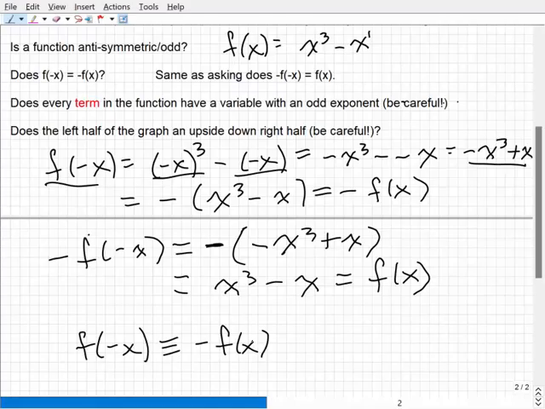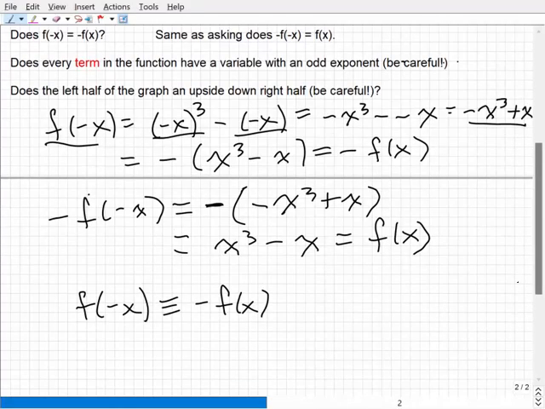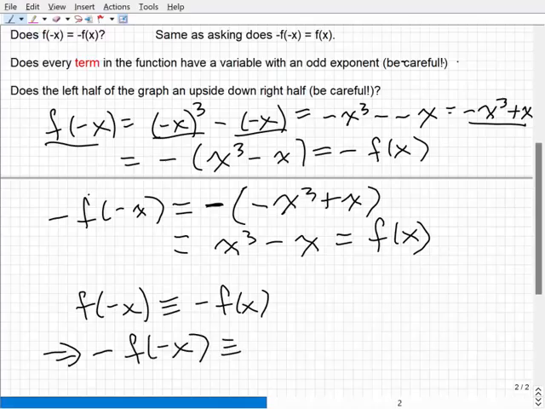Well, because of that, we saw that negative f of negative x is, there's a minus sign, okay? And we just saw that this is the same as the negative f of x. So those minus signs cancel.